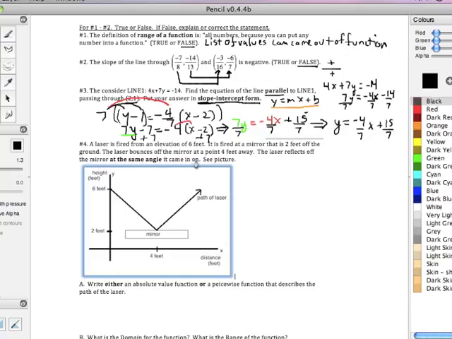Okay. For this one, a laser is fired from an elevation of 6 feet, so up here. It's fired down here. And it is fired at a mirror that is 2 feet off the ground. So here's our mirror. The laser bounces off the mirror 4 feet away. So that's this distance right here, from here to here, is 4 feet. The laser reflects off the mirror at the same angle it came in on.